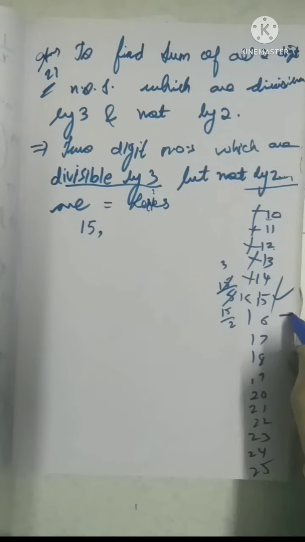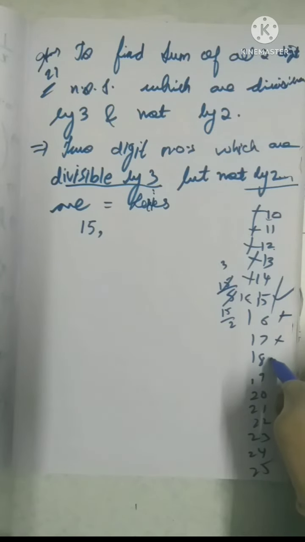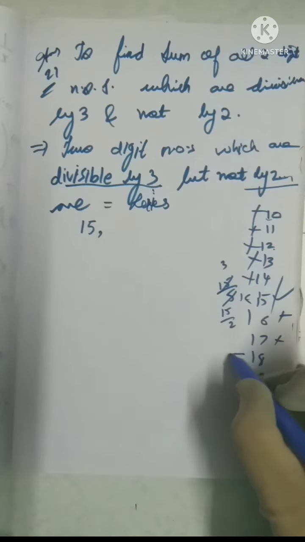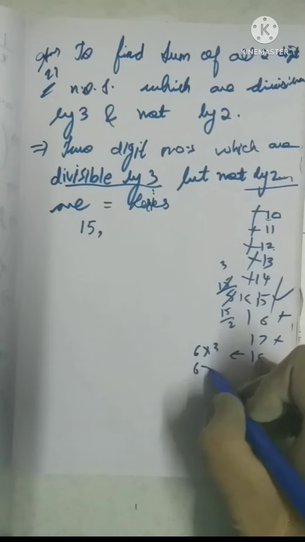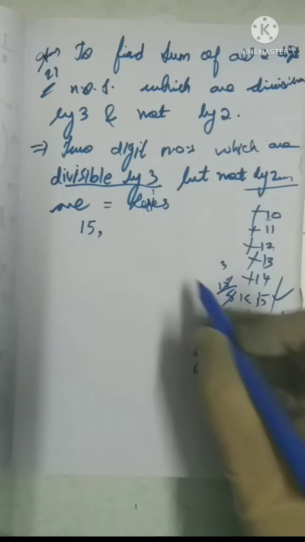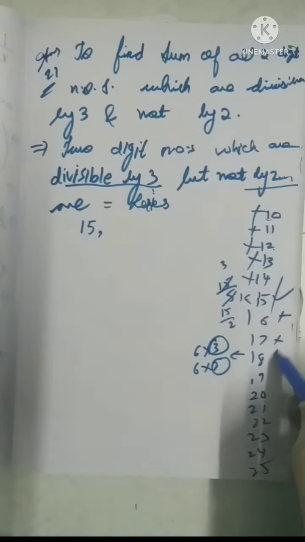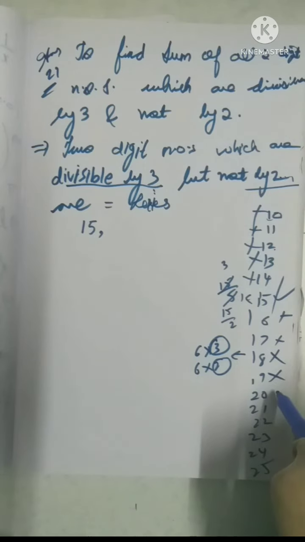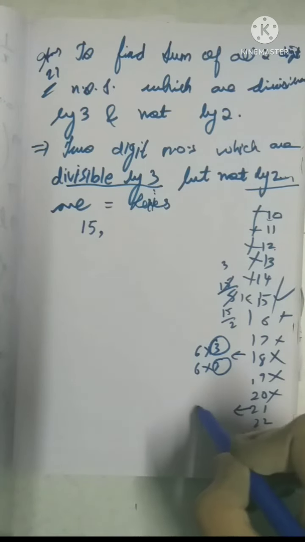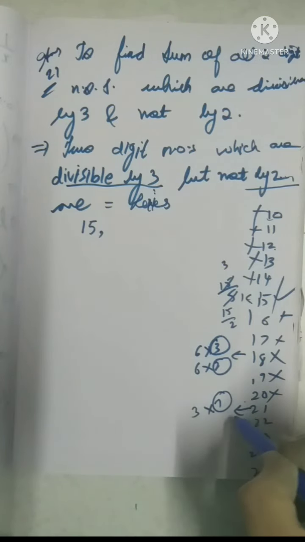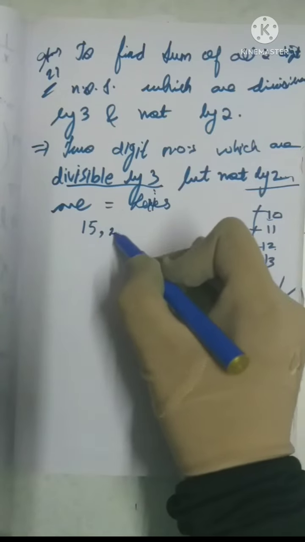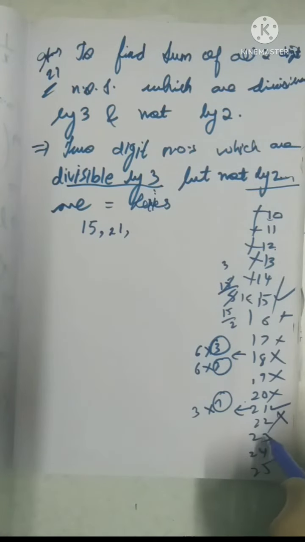15, comma. Next number we have is 16, not divisible by 3, 17 is not divisible by 3, 18 is divisible by 3 but it is also divisible by 2 because we know 9 2s are 18 and also 6 3s are 18. That is, 18 is divisible by both 3 and 2, but we don't want numbers which are divisible by 2. So we cannot choose 18. Next, 19 is also not divisible by 3, 20 is not divisible by 3. Yes, 21 is divisible by 3 because we know 3 7s are 21 and 21 is not divisible by 2. So what is the next number? 21. Next, 22 is not divisible by 3, 23 is not divisible by 3.